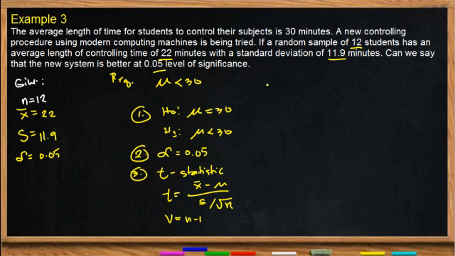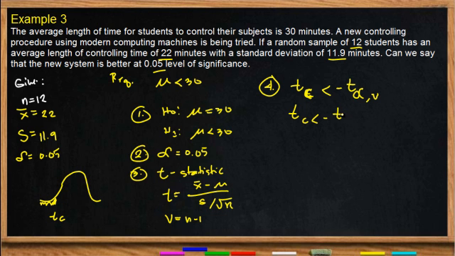Number 4, what is the critical region? So T critical. Where is our critical region? It is less than 30, so it is one-sided. On the t curve, our critical region is on the left. So T computed should be less than negative t of alpha, with v degrees of freedom, since it is one-sided. What is alpha? Alpha is 0.05. What is v? v is 12 minus 1, n minus 1, that is 11.